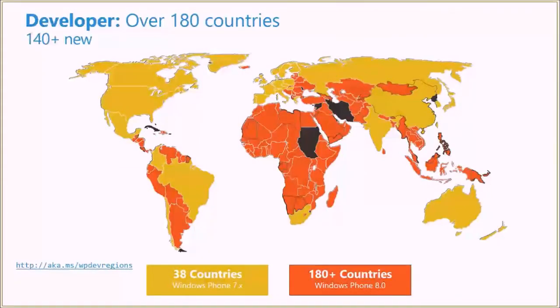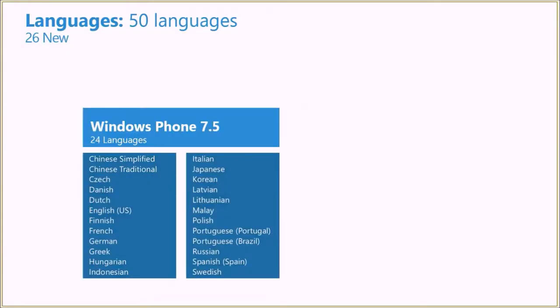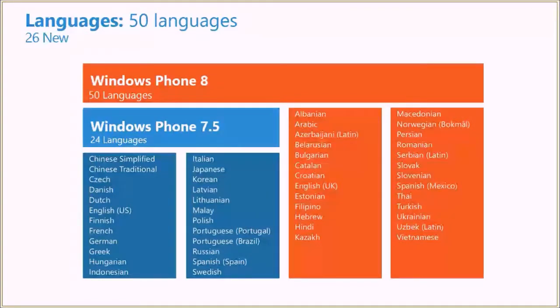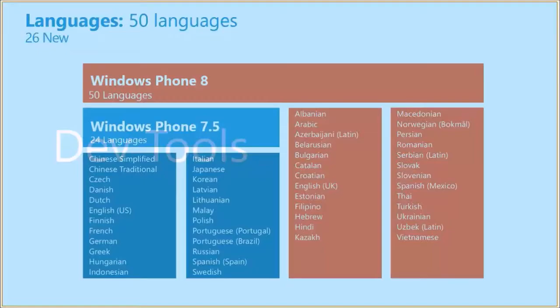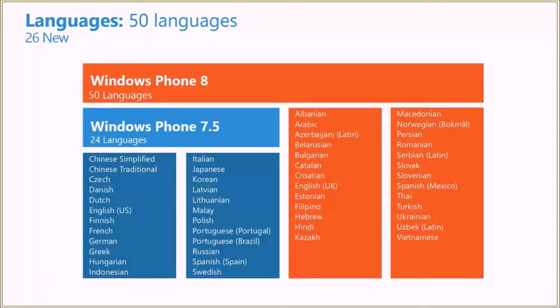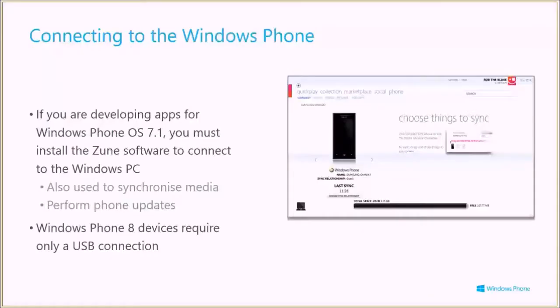For the dev tools, we used to connect to something called Zune. Now we don't need to do that. Windows Phone 8 devices require only a USB connection. We don't need other software. Once you create an account, you can register your phone, unlocking it so that you can test the applications on it. Before you can deploy your own programs to the device, you need to register it as a developer device. This is very easy to do.